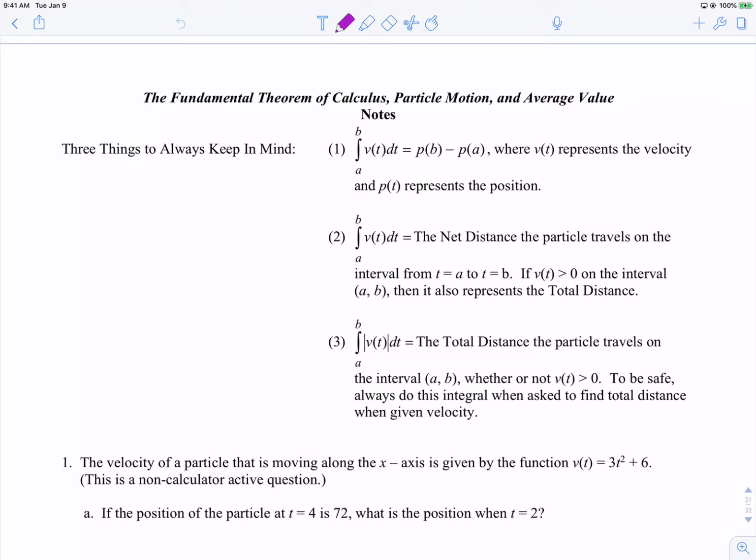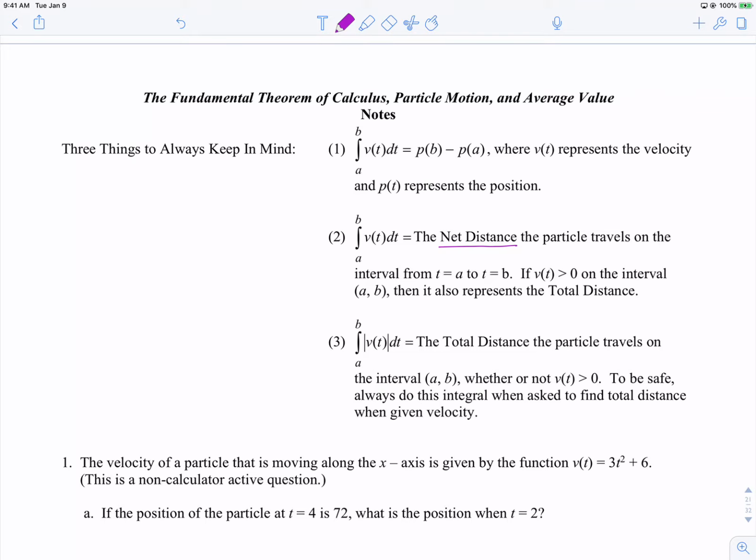So that's the net distance, because remember, net is the final position minus the starting position, so we don't have to do the absolute value. So that's our net distance. That integral represents our net distance or our net displacement. And if the velocity is always above zero, then this also represents the total distance whenever our velocity is always positive.